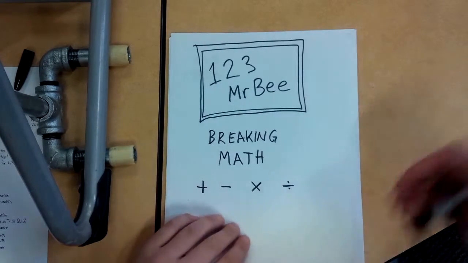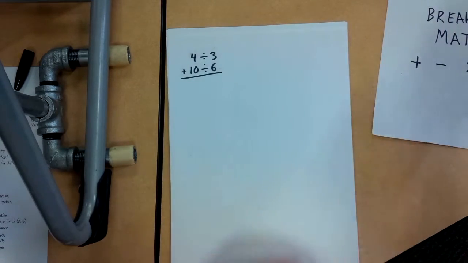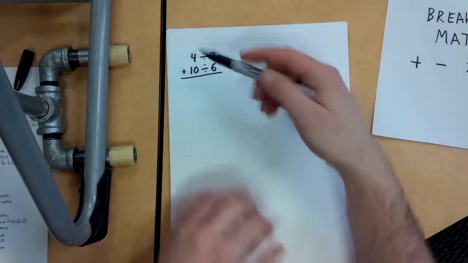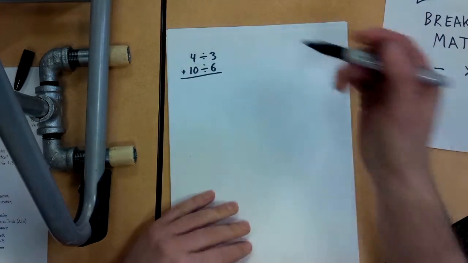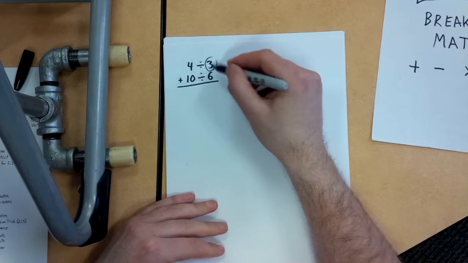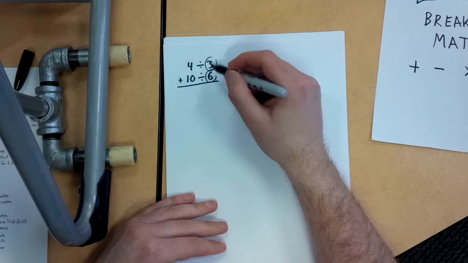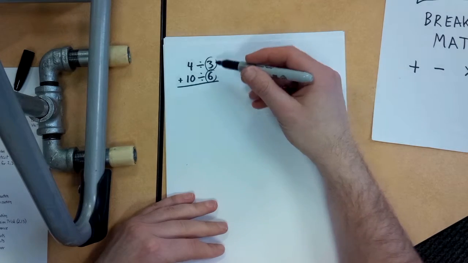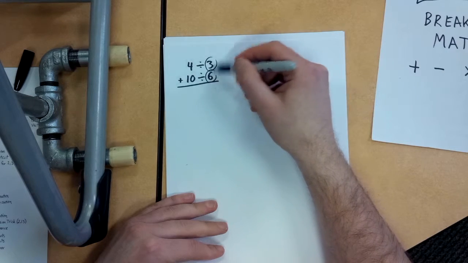Here, we are doing some breaking math and looking at adding division statements with different divisors written in the linear form. That means side to side like this. As we showed in the other video, the first thing we need to do is look at the action. Divide by 3, divide by 6. Clearly we're not doing the same thing. We need to make sure that these are the same thing.